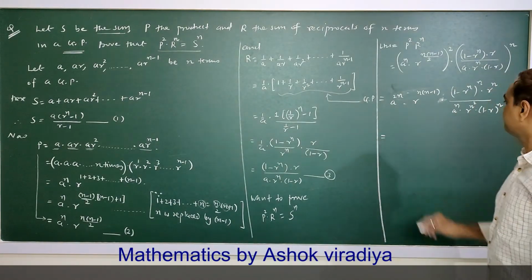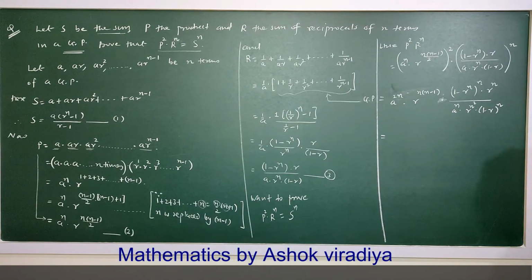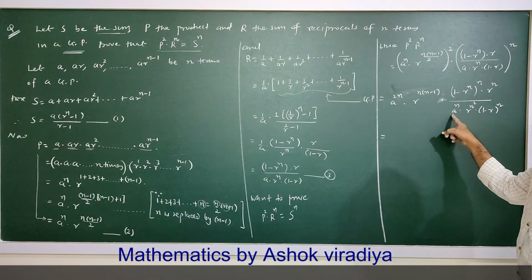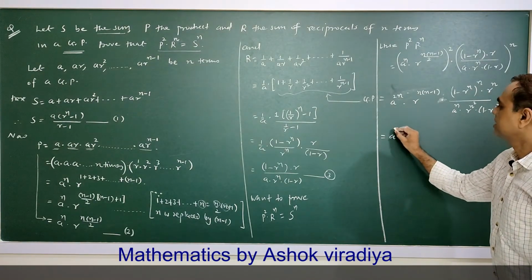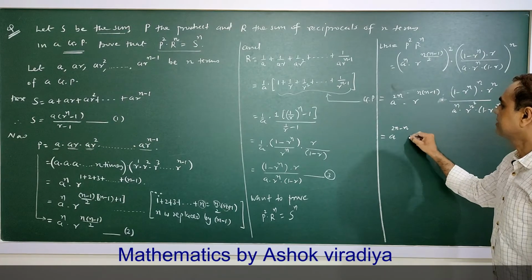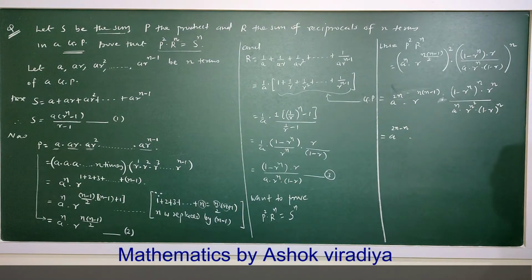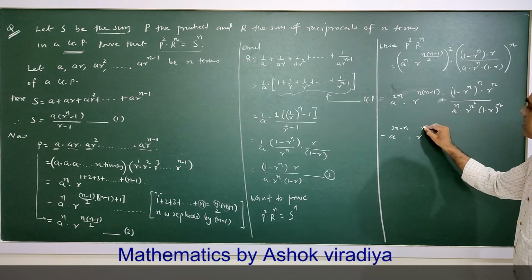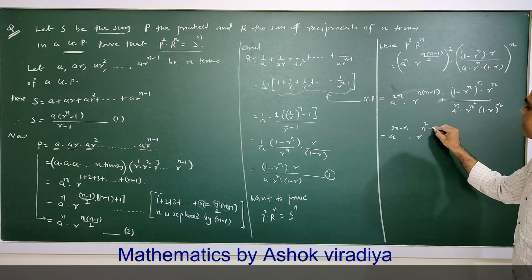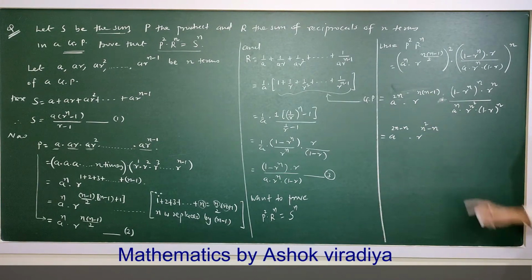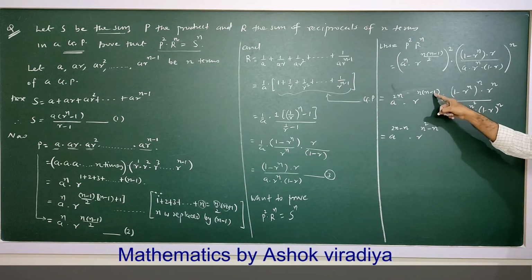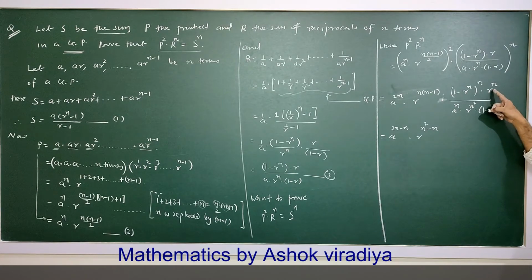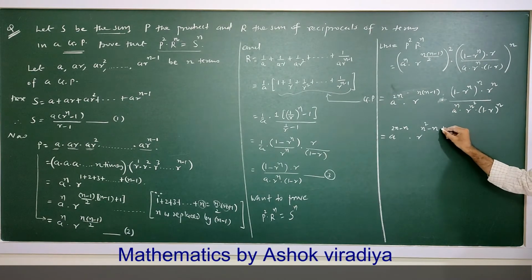So it is equal to, now see a raised to 2n upon a raised to n, so a raised to 2n minus n. Here r raised to n square minus n, into n square minus n. Here into r raised to n, so plus n.